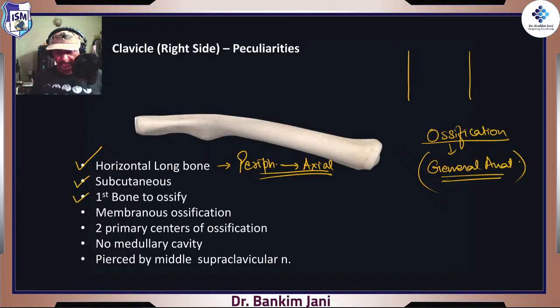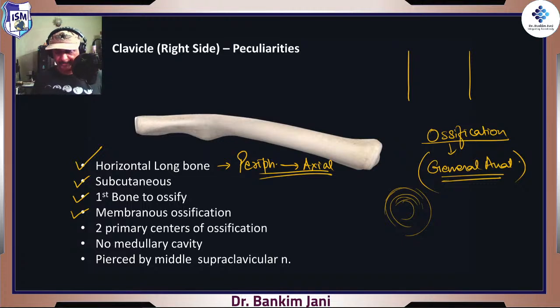So this is the first bone to ossify, and you must have guessed that in ossification there are several types, but this is the membranous ossification, right? One by one, like those membranes. So this bone actually grows, it grows.